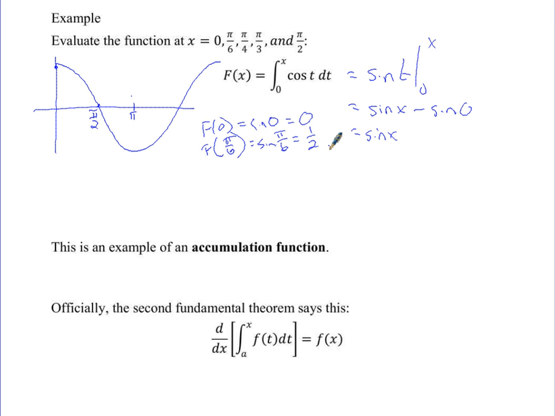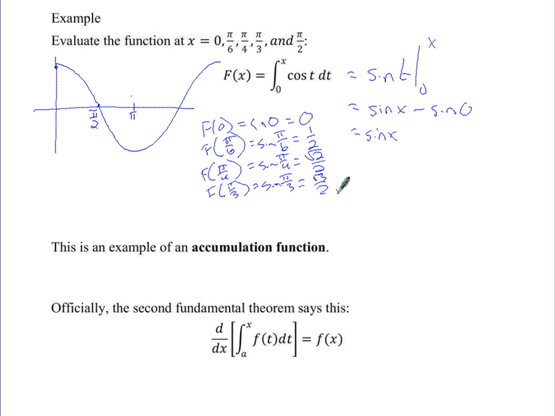Can't do pi over 12 in your head from pi over 6. Doesn't work like that, because it's a curve, not a line. Next one, f of pi over 4 is sine pi over 4, which is root 2 over 2. Now f of pi over 3, which is sine pi over 3, which is root 3 over 2.